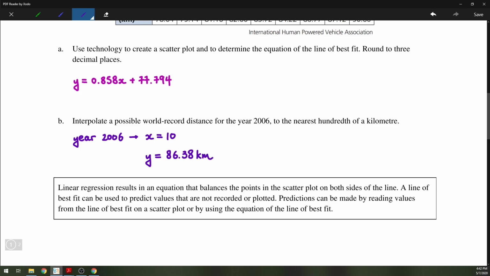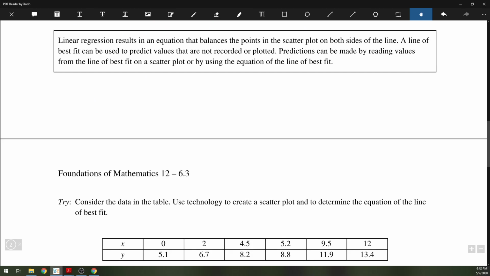So that's the process, right? You enter the data, you use what's called linear regression to get a line of best fit. You write down what it was, and then you answer some questions, whether it's interpolating or extrapolating, and that's it. So usually you'll be given an x value and you find a corresponding y value, or vice versa. Okay, let's look at the next one.